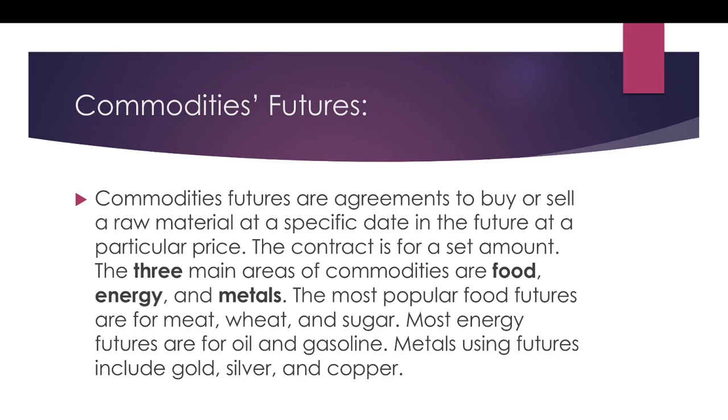Commodities futures are agreements to buy or sell a raw material at a specific date in the future at a particular price. The contract is for a set amount. The three main areas of commodities are food, energy, and metals. The most popular food futures are meat, wheat, and sugar, items such as lean hog, soybean, corn. That's what we're used to in the food segment.